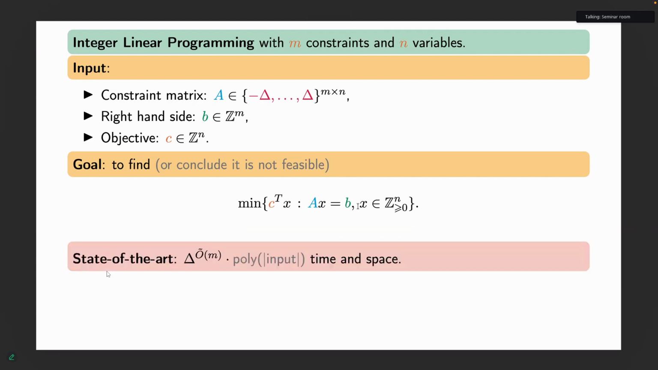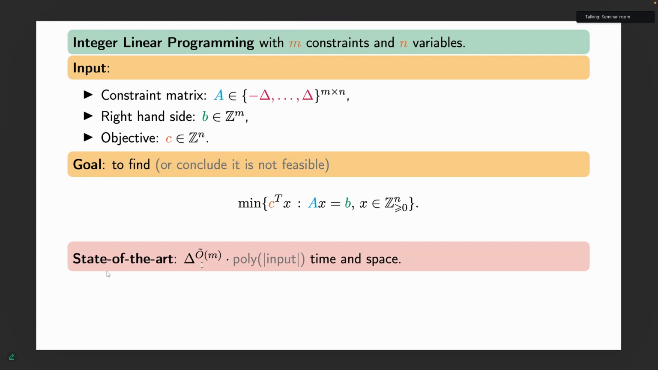So the state of the art for this problem is an algorithm that runs in delta to the order Õ of m running time. Õ is a notation that hides polylogarithmic factors. In fact, this is delta to the m log n times a time that is polynomial in the input size.